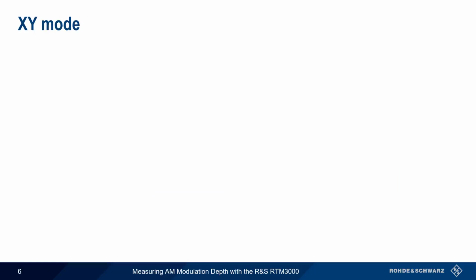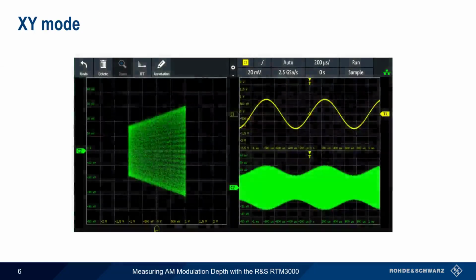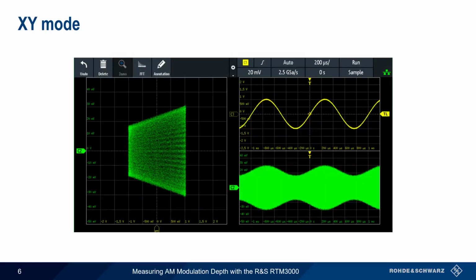Assuming we've connected and configured everything correctly, our XY mode display should look something like this. On the right, we can see the two channels. Channel 1 is the low-frequency modulating signal, a 1000 Hz sine wave in this example. Channel 2 is the modulated RF signal. We can use these two displays to verify that the proper signals are present on each of our two channels.